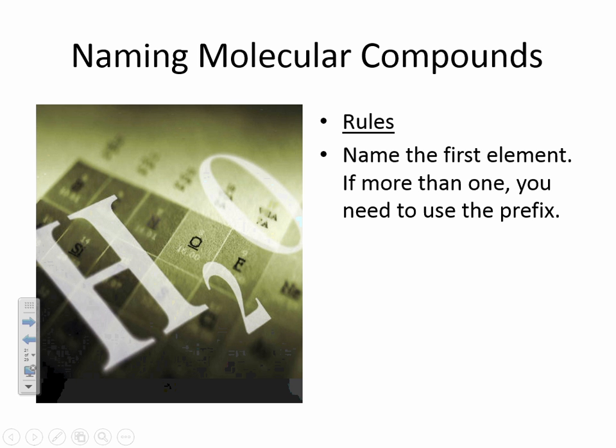If just one, you leave as is. So what's 1 C going to be? Just carbon. All right. P2, I had 2 phosphoruses, so I went diphosphorus. What if I just had 1 P? It would be phosphorus. All right, so that's how you name the first part.